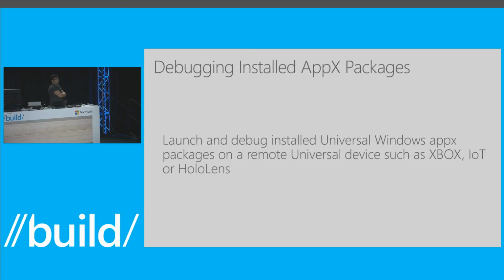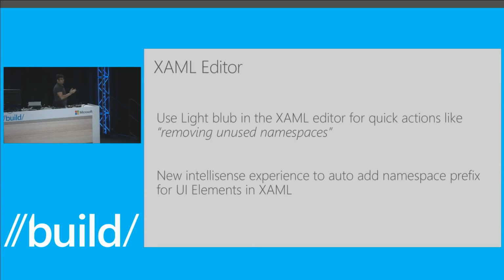We briefly talked about the debug installed Apex package command, which will allow you to debug an application installed on a remote device like Xbox and HoloLens directly from VS. We looked at the lightbulb experience in the editor, which will allow you to fix namespaces, and we are looking at different other ways to extend the lightbulb support. So if you have any ideas, please send them to us. We would love to review those ideas and see what we can do there.